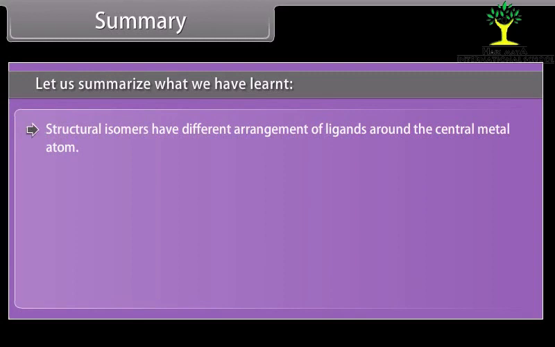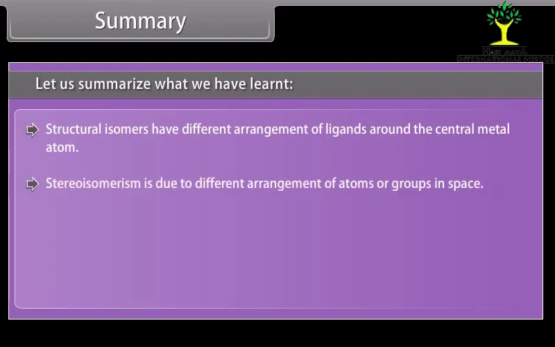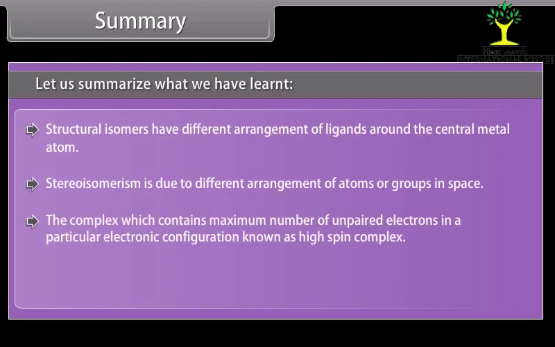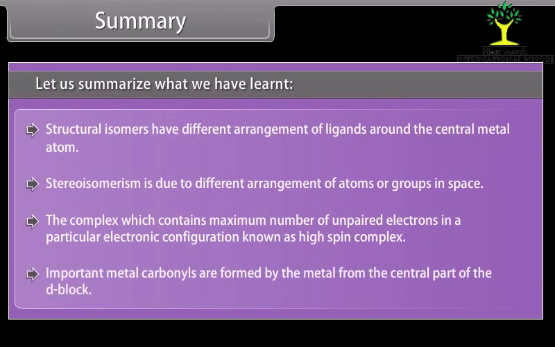Structural isomers have different arrangements of ligands around the central metal atom. Stereoisomerism is due to different arrangement of atoms or groups in space. The complex which contains the maximum number of unpaired electrons in a particular electronic configuration is known as a high-spin complex. Important metal carbonyls are formed by the metals from the central part of the d block.